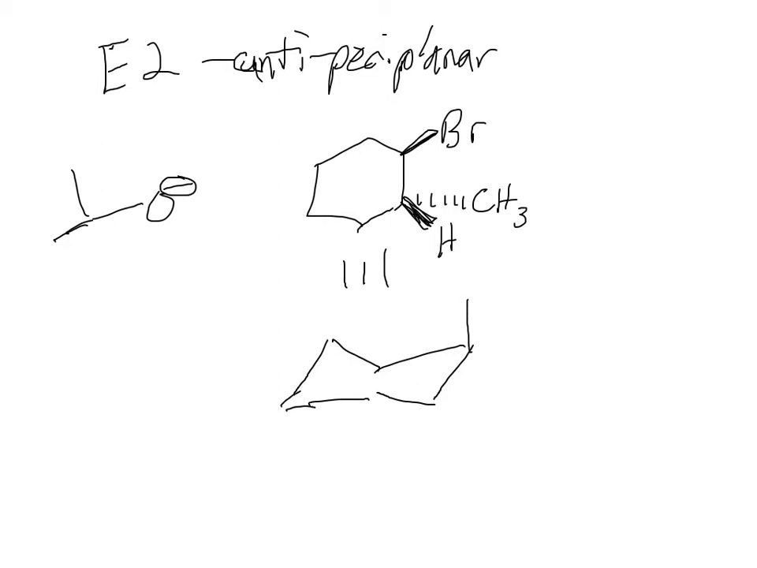Going up, axial, equatorial. Axial, equatorial. Right? One thing people always forget: if you're axial, does that mean you're always up? No, it's every other carbon, right? So this ring has a top and a bottom. The bromine and the H, let's say, are on the top. They're pointing up. The CH3 is pointing down.